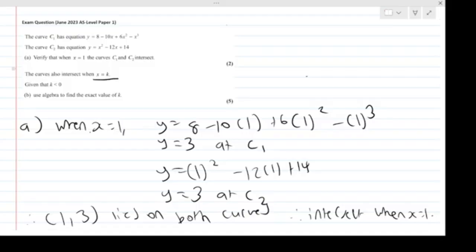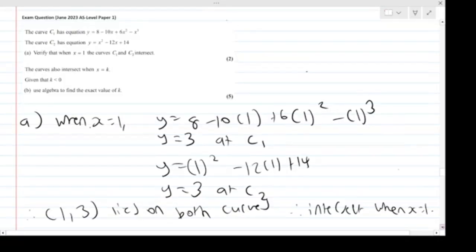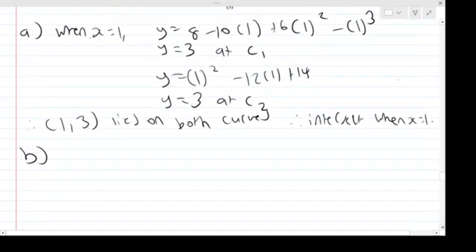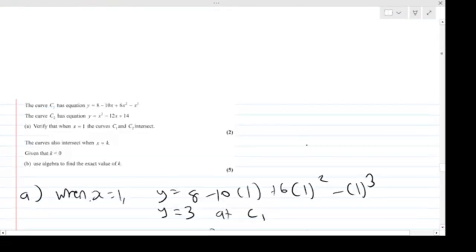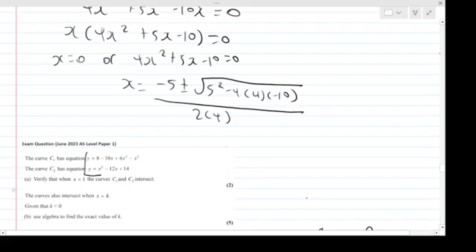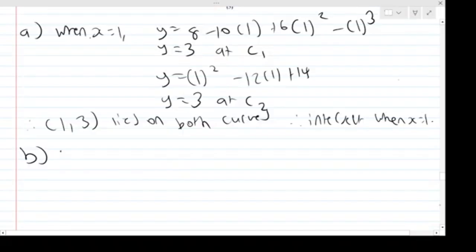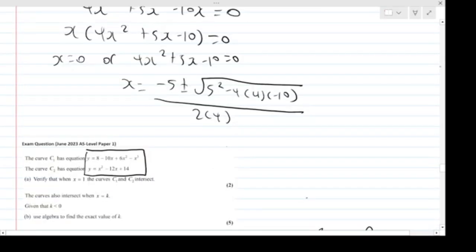It's again talking about intersections. Remember, it's been drilled in at various points of the course now. Intersecting means they equal each other, the two curves. So if these two curves intersect, they equal each other. So when curves intersect, that means I need to equate the two equations, so substitute one into the other.